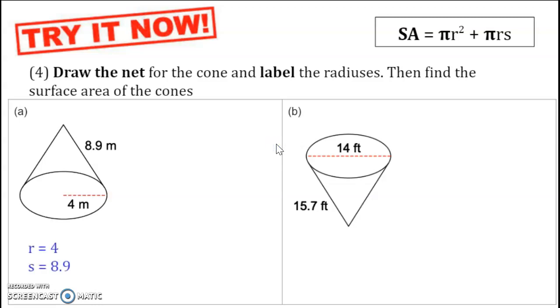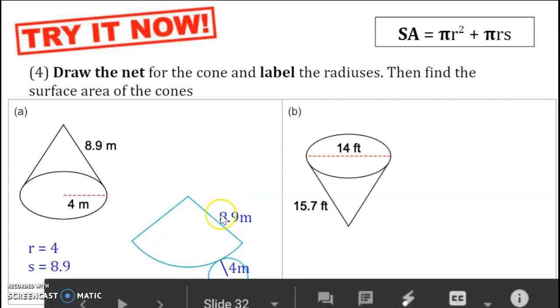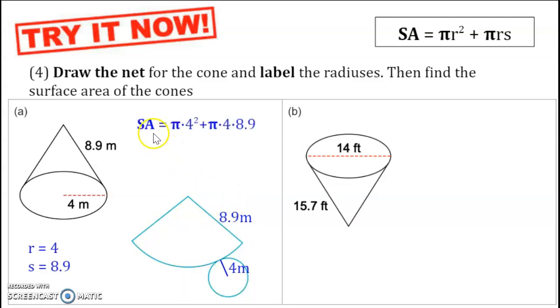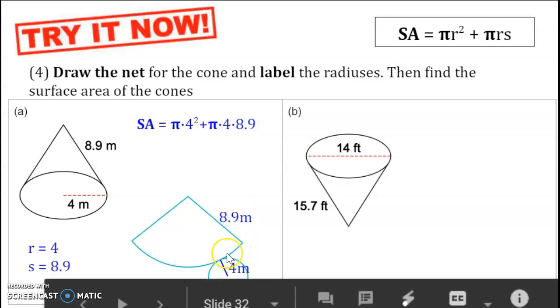Here we go. Alright, r is 4, s is 8.9, so plug it in. I want you to get in the habit of drawing the net for this cone, just so that you are familiar with how you got there. The little radius is 4, but the slant height is 8.9, and so it's going to be pi times 4 squared plus pi times 4 times 8.9.